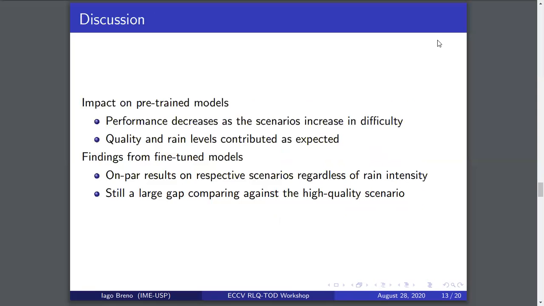So, for the pre-trained models, the results were in accordance with the individual perception. For the fine-tuned models, the rain intensity was not a problem for the model, but the image quality still imposed a challenge given the observed gap between the high-quality scenario and the low-quality ones.